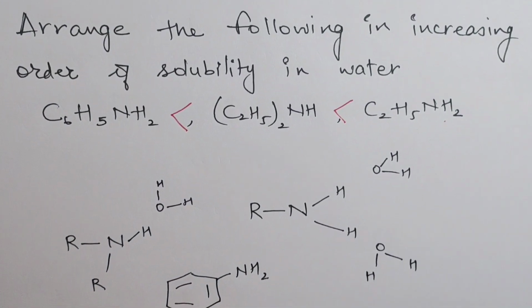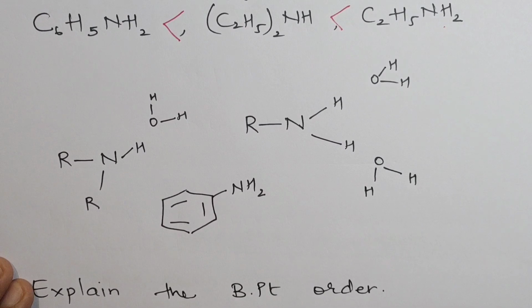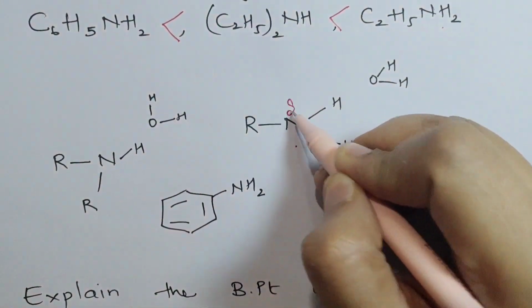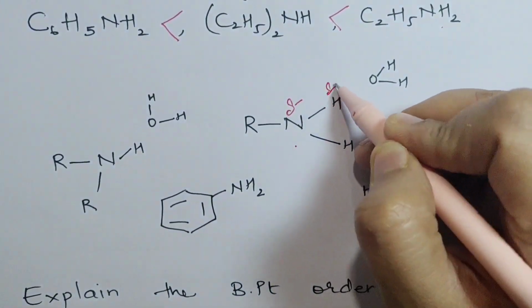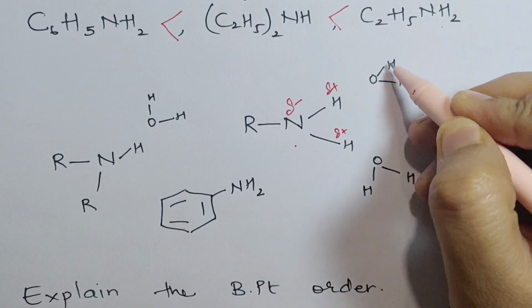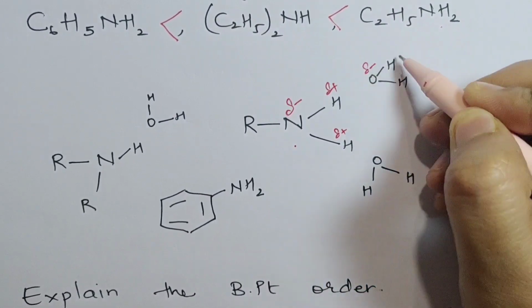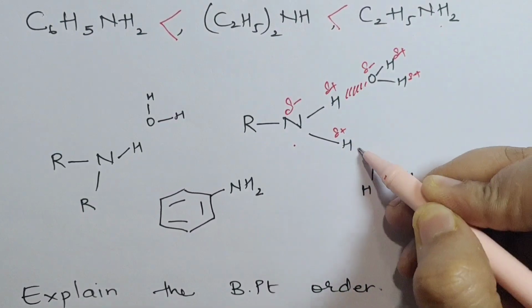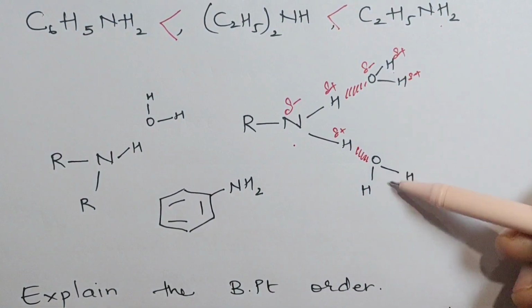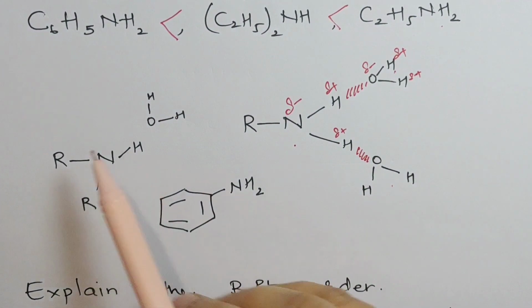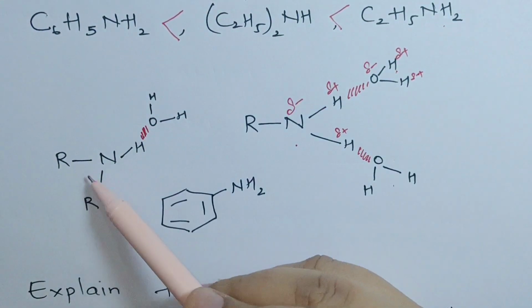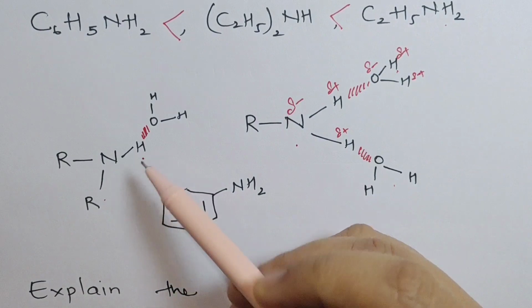Let's see why. Solubility depends upon hydrogen bonding with water. This is our primary amine. Primary amine has partially negative nitrogen and partially positive hydrogens. Water has partially negative oxygen and partially positive hydrogen. So there is a possibility of hydrogen bond, and the extent of hydrogen bonding is more in comparison to the extent of hydrogen bonding in secondary amines.